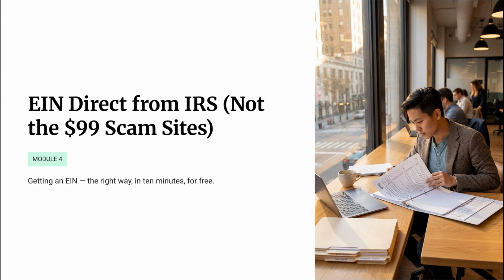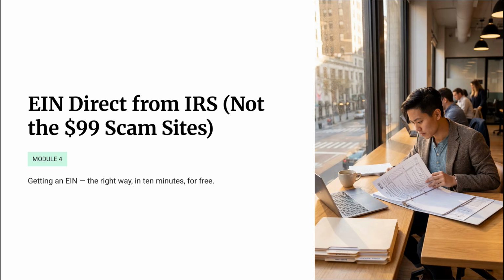The EIN is the federal tax identification number for the entity, and obtaining one is one of the few formation steps where the government's own site is faster, free, and better than every private alternative. 10 minutes on IRS.gov. No fee, immediate issuance.